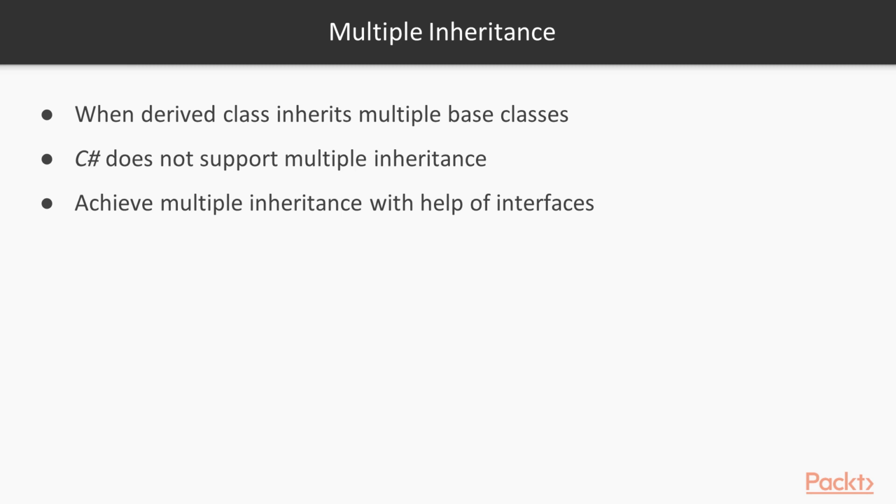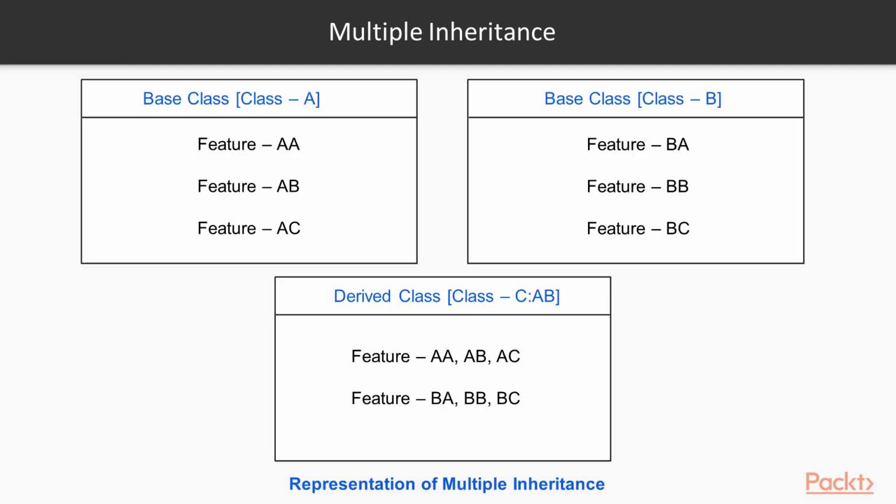The next type of inheritance is multiple inheritance. Multiple inheritance happens when a derived class inherits multiple base classes. C# does not support multiple inheritance, but we can achieve multiple inheritance with the help of interfaces. This diagram is a representation of multiple inheritance, which shows that Class C inherits from two base classes A and B. In multiple inheritance, the derived Class C will have all the features of both Class A and Class B.